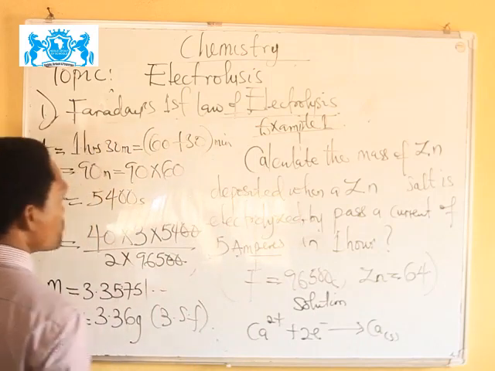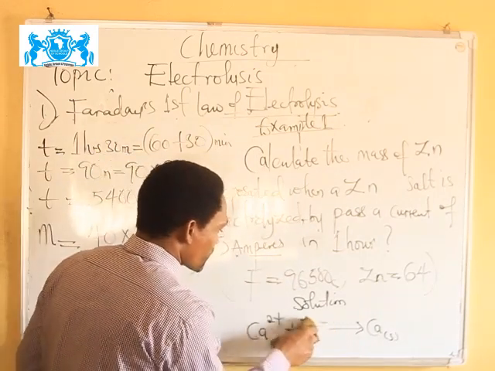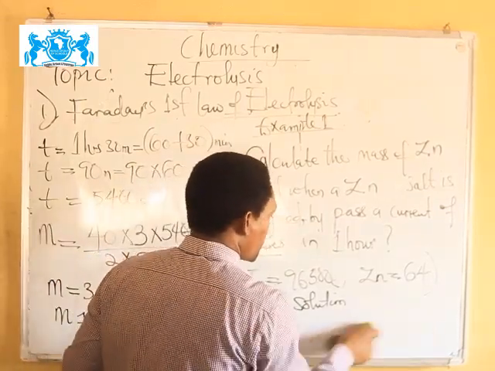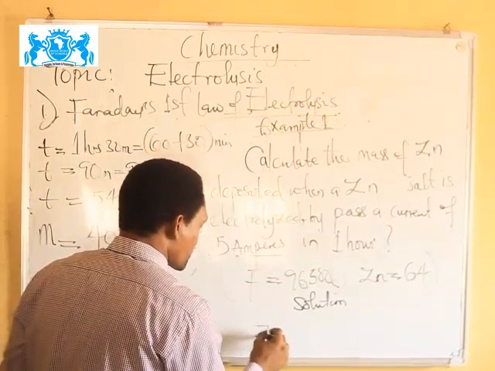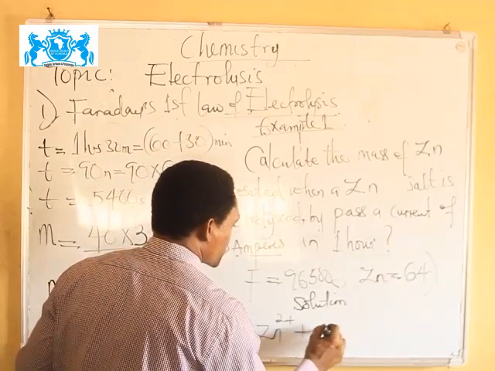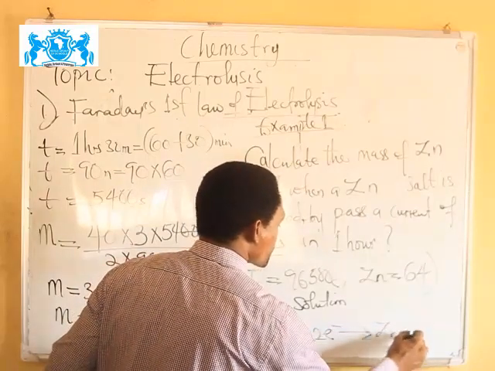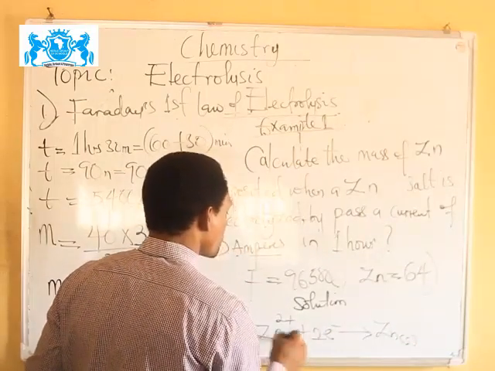Now, following the same principle, as a metallic ion, zinc is Zn2+, meaning that it will have to gain 2 electrons to come out as Zn solid from its aqueous solution.